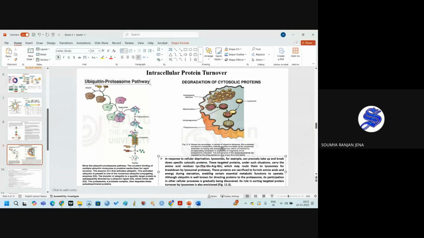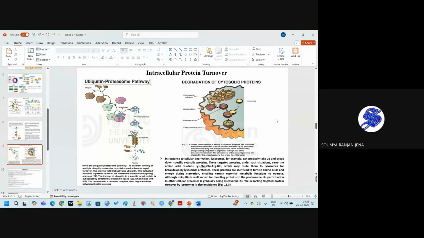The lysosome has different proteolytic enzymes, and these protease enzymes degrade the targeted proteins. These proteins are sacrificed to furnish amino acids and energy during starvation, enabling certain essential metabolic functions to operate. Because during starvation, when the glucose is utilized, after the glucose the major source is the amino acid.